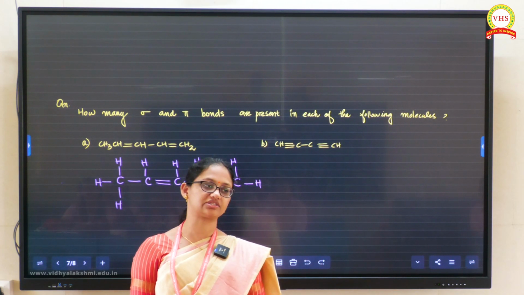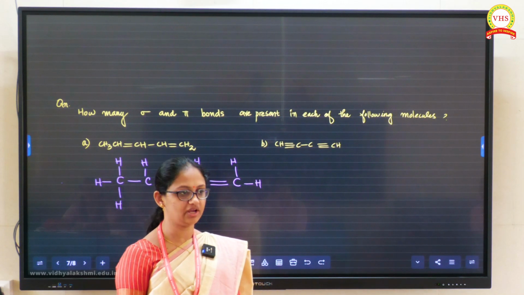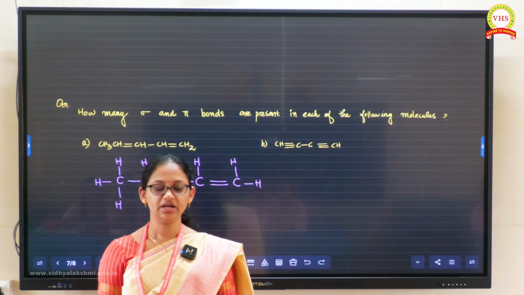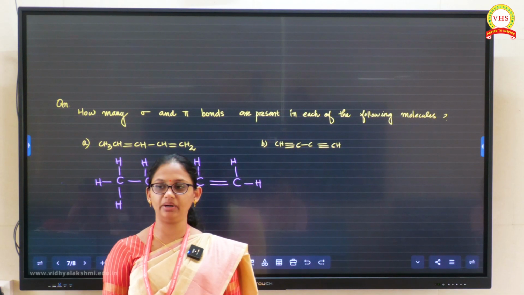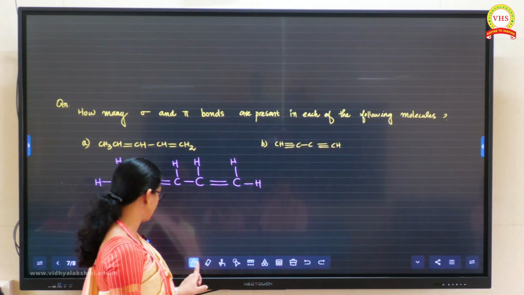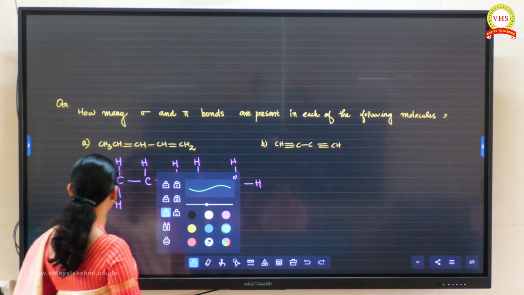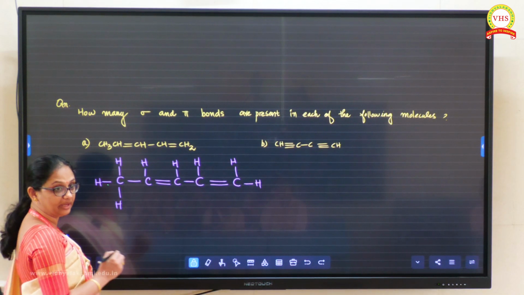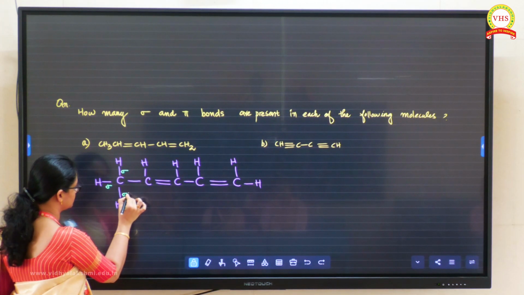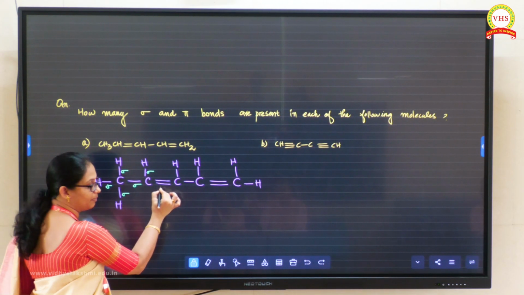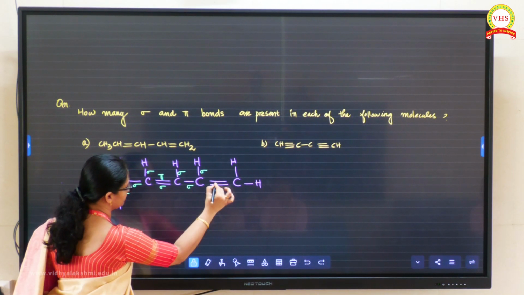After drawing this structure, you can easily identify the sigma bonds and pi bonds. A single bond is always sigma. A double bond has 1 sigma and 1 pi. A triple bond has 1 sigma and 2 pi bonds. Now we can assign whether each bond is a sigma or a pi bond. This CH bond is a sigma, sigma, sigma, double bond, one sigma, sigma.